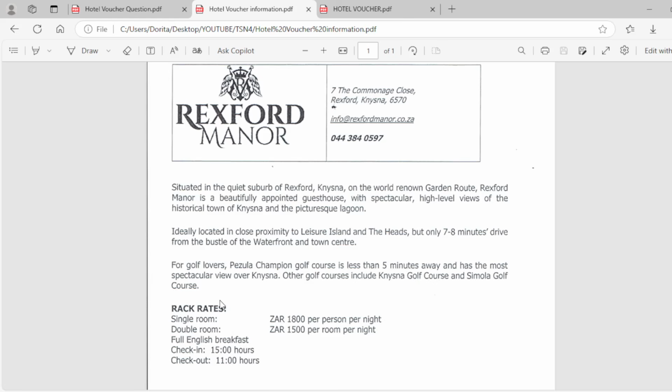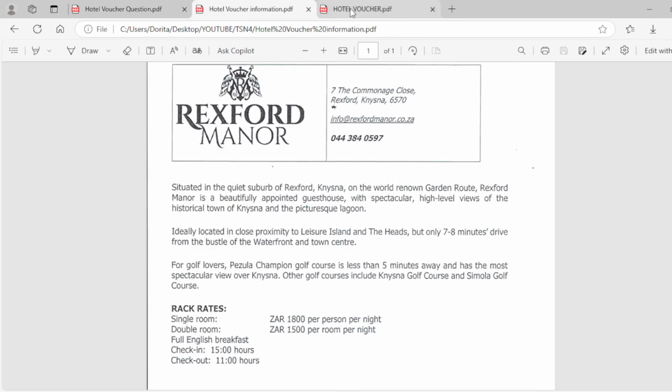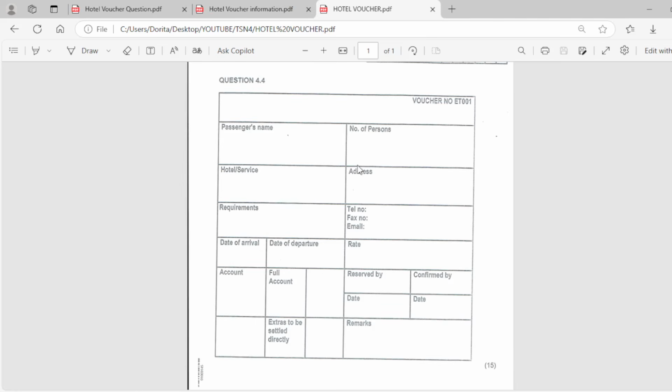So you are literally going to take the information from the question, the addendum, and you're going to fill it in, literally copy and paste onto your voucher. The only thing you have to work out is the rate. The rest of the information, you're going to copy and paste it onto the voucher.